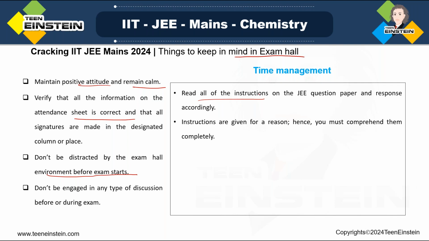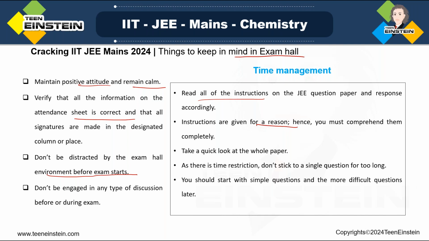Sometimes in a question there are some particular instructions mentioned, so you should read that. That is the general instruction as well as the instruction for each question. Why is it important? Because instructions are there for a reason, not without any reason. So it is important to comprehend them completely. Now you can take a quick look at the whole paper.